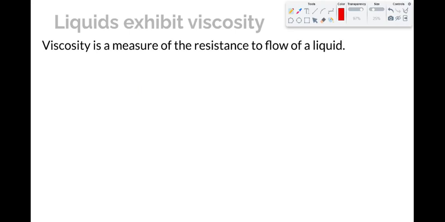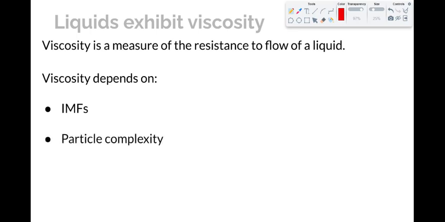The final factor that we'll talk about with liquids is something called viscosity. Viscosity is the measure of how well a liquid resists flowing. Viscosity depends on three factors. One of them is the intermolecular forces that exist between the particles of the liquid. The higher these intermolecular forces are, the more viscous the liquid is. And when we think about viscosity, we think about something that's like thick, that doesn't flow very well, something that's very viscous, like maple syrup or something like that.